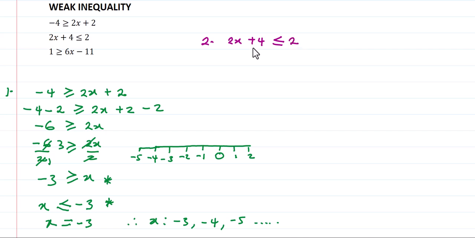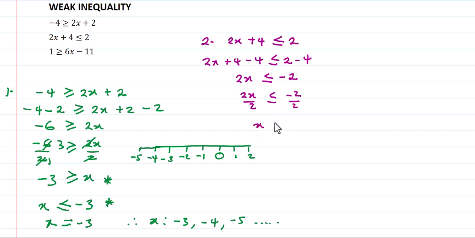So because we have a positive connecting a constant and a variable, what do we do? We subtract. So subtracting 4 from both sides gives us 2x plus 4 minus 4 is less than or equal to 2 minus 4. The 4 cancels out and I will have 2x is less than or equal to negative 2. So what's the next step? Divide both sides by 2. So I have 2x divided by 2 is less than or equal to negative 2 over 2. And then x is less than or equal to negative 1.